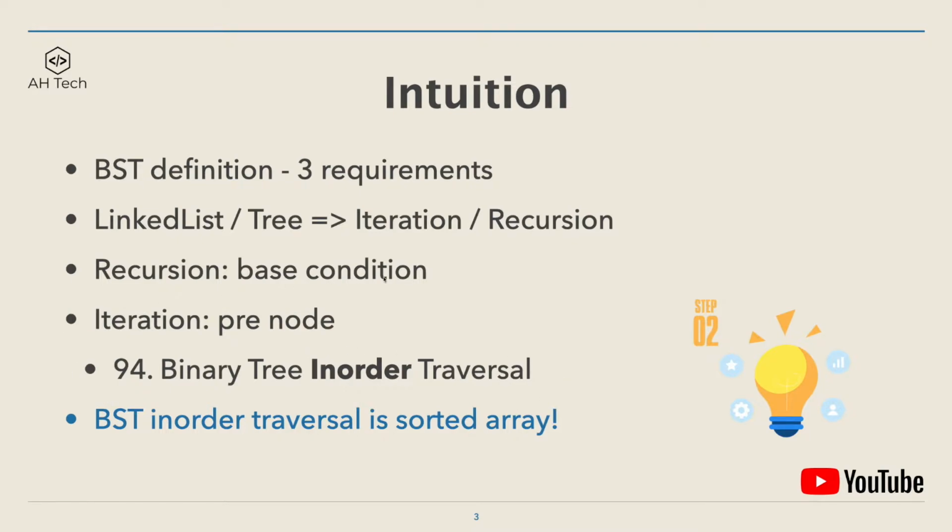The solution code is actually exactly the same as question 94, binary tree inorder traversal. And why inorder traversal? Because it is another very important property of binary search tree that the binary search tree inorder traversal will become a sorted array. Now let's look at the code.